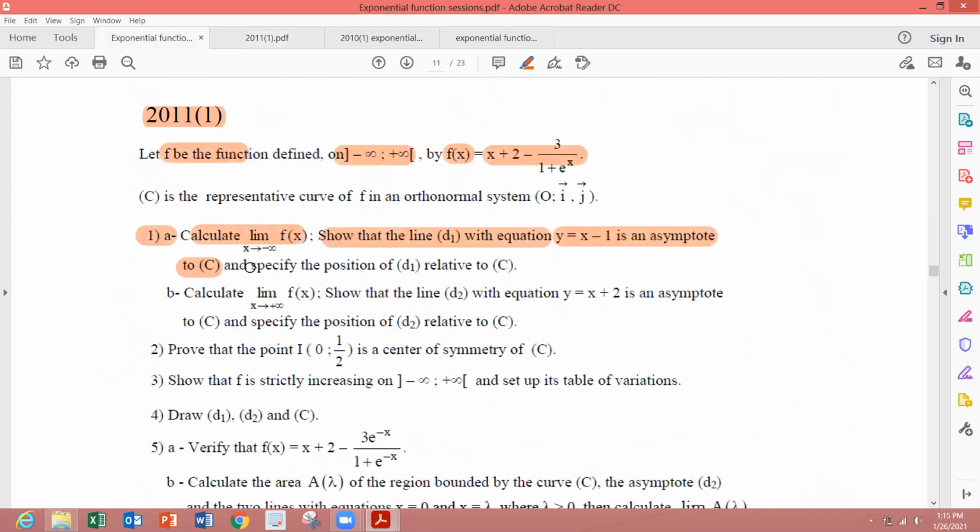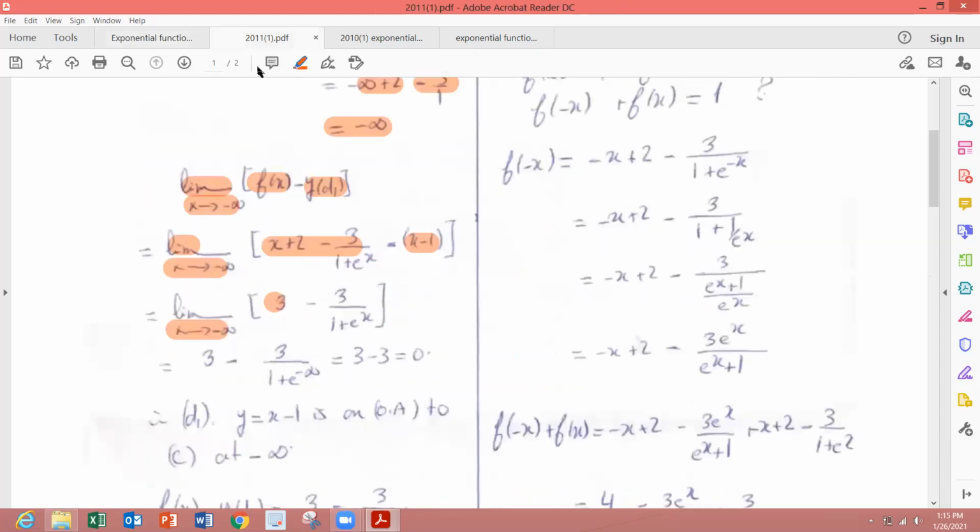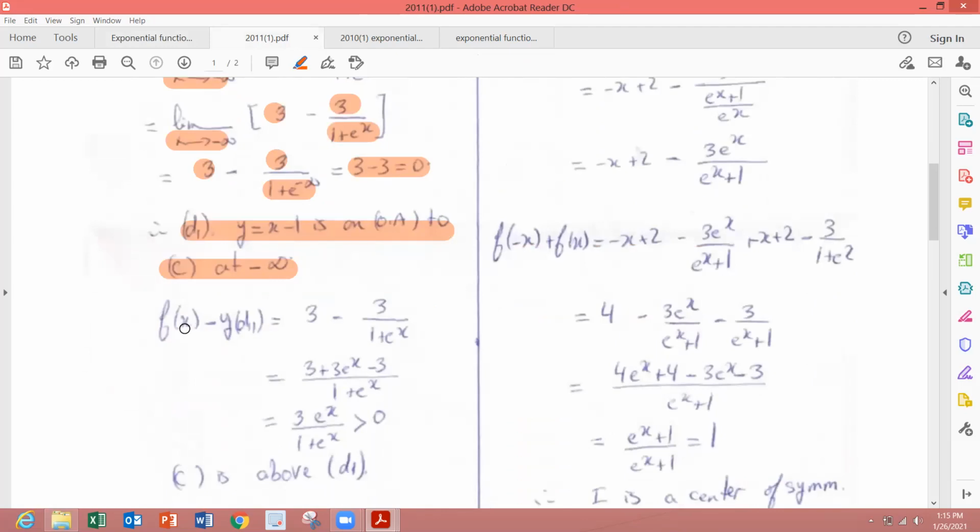And specify the position of D1 relative to C. How to study the position of D1 and C? Table. We study the sign of f(x) minus y_D1. If positive, it means C is above. So we calculate f(x) minus y_D1, which is 3 minus 3 over 1 plus e^x. We take the LCM, which is 1 plus e^x.